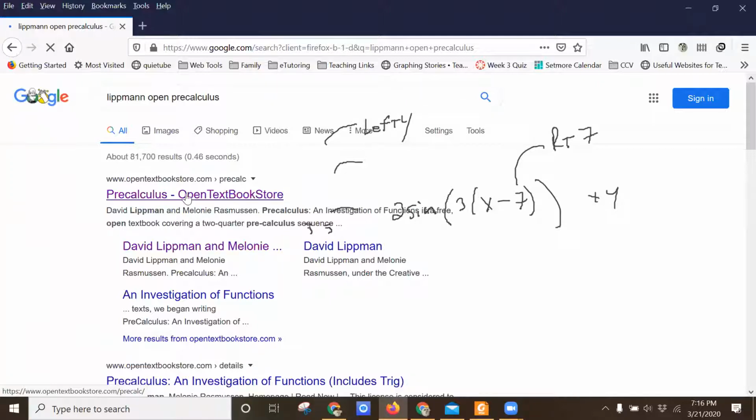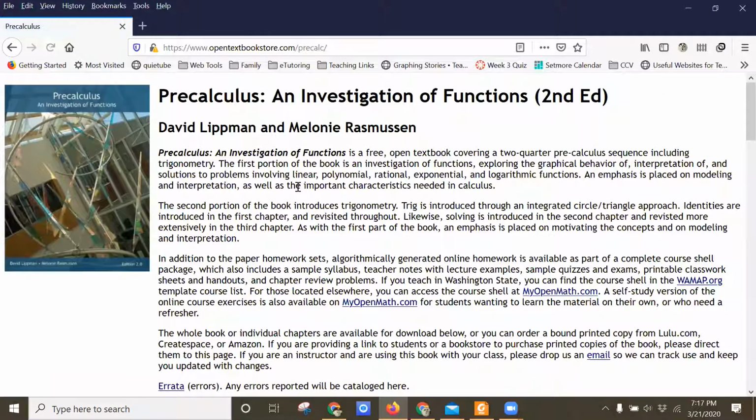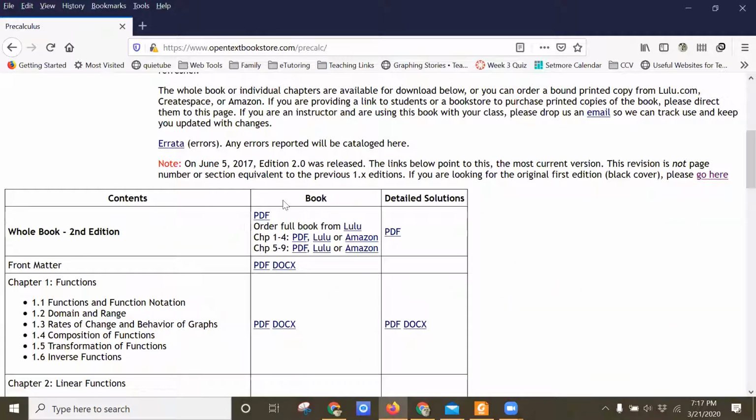So there's the top hit. Just click on that. And let me clear off this writing that I did, and let my slow internet connect finally. Here we go. So this is the textbook. This is the website you can download. Here's the whole textbook. You can download the whole textbook in PDF form.